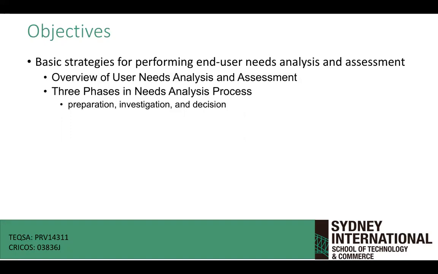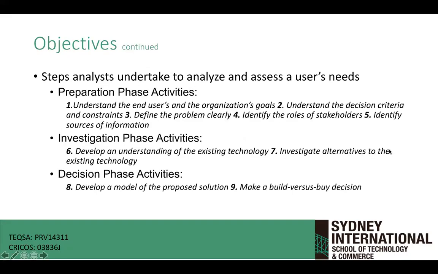We specifically talk about 3 phases: the preparation phase, the investigation phase, and the decision phase. When we talk about the preparation phase, really we need to understand, what does the user really want? What are we trying to achieve? What are the goals of the organization? When we understand that, we can understand the decision criteria, like how are we going to be evaluating whether something is good or bad, and what are the constraints that would inhibit us from getting the information that we need. For instance, we need to clearly define a problem, identify the roles of stakeholders, and identify where we are going to get all the information that is needed for us to analyze all of this need that we're trying to meet.